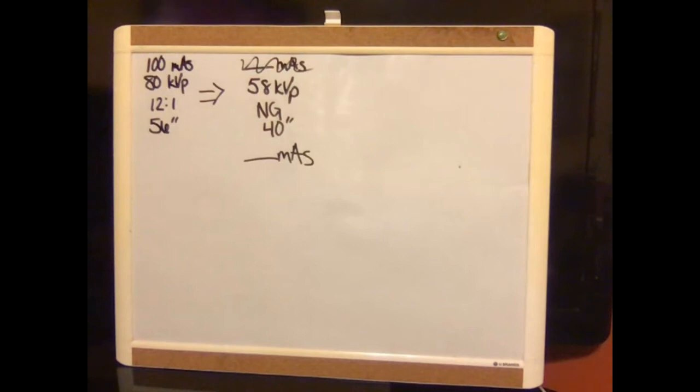At 60 kVp, 15% is, what's that? 9? Yeah, 9 kVp difference. Up at 80, it's 12. So it's not exact, but it's close. Close enough for government work, as they say.